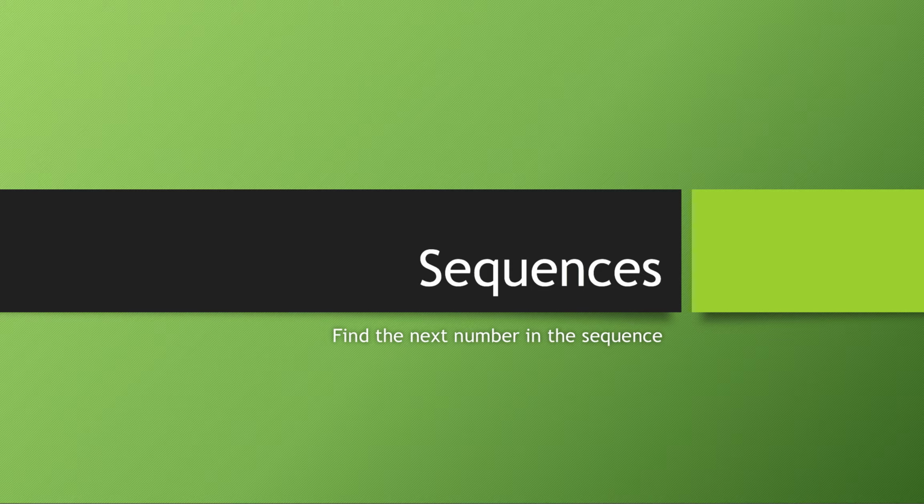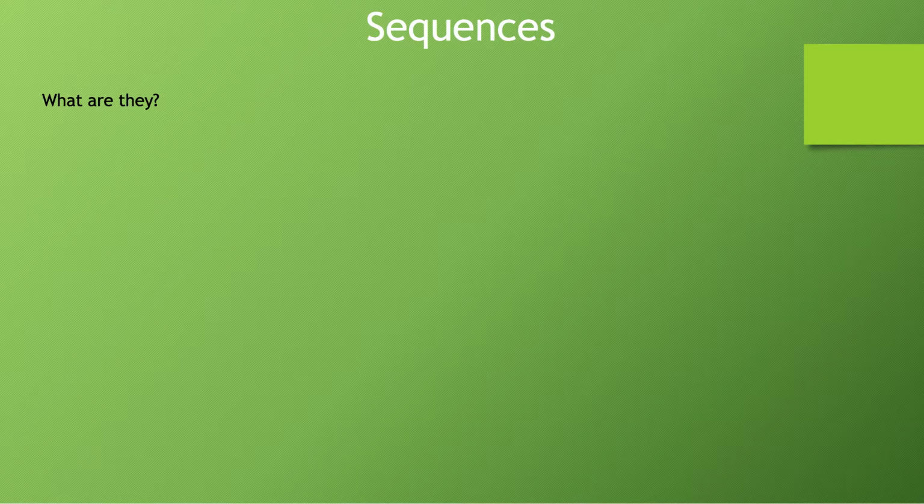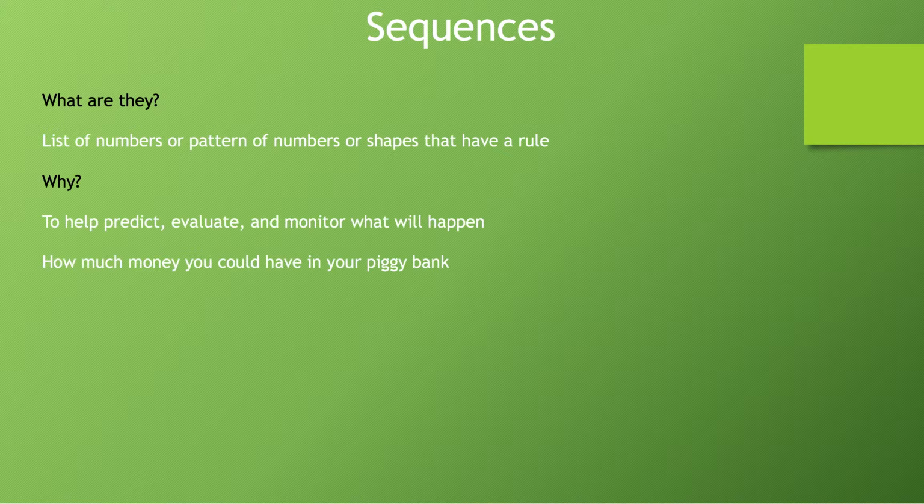Today we'll be continuing talking about sequences, finding the next number in the sequence. So what are they? A list of numbers or patterns or shapes that have a rule to help predict, evaluate, and monitor what will happen. For instance, how much money you could have in your piggy bank. An interesting fact is the symbol for division is called an obelus.